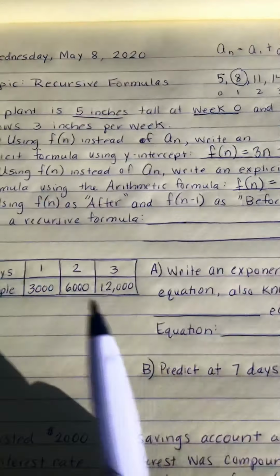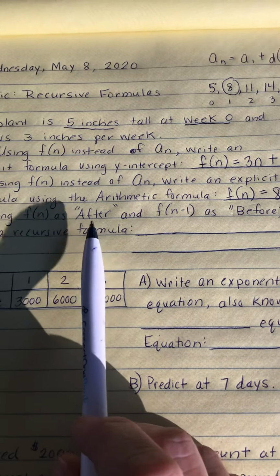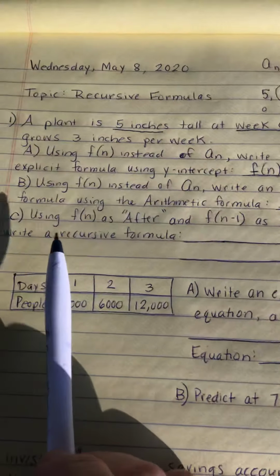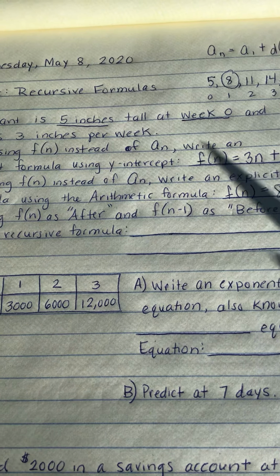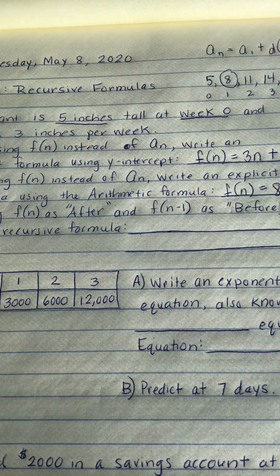because you have to recognize that as compared to recursive. Okay, so using f of n as after and f of n minus 1 as before, write a recursive formula. Okay, so pause and do that now.